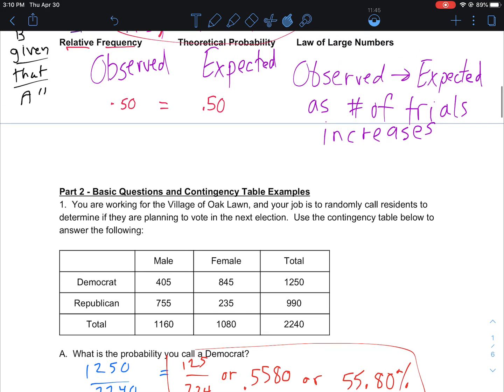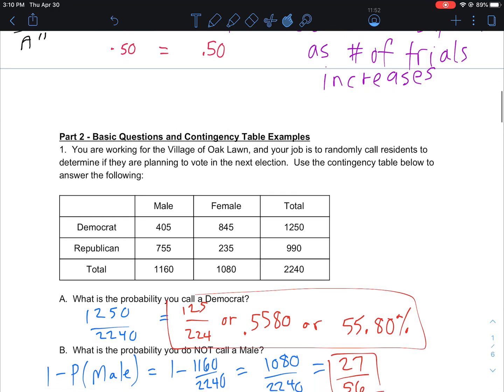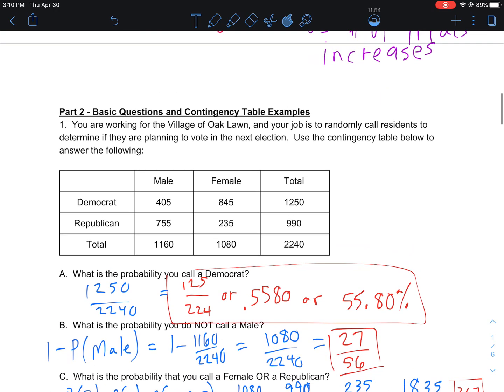Okay, so now we have some practice problems. And what I'm going to do is pause our video so you can fill in any notes you need, and we can jump in with an example.